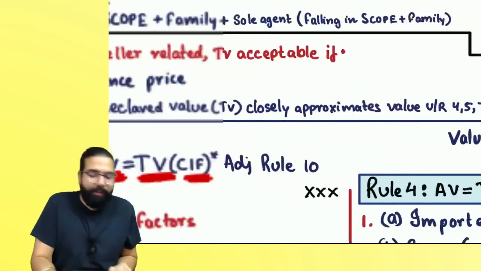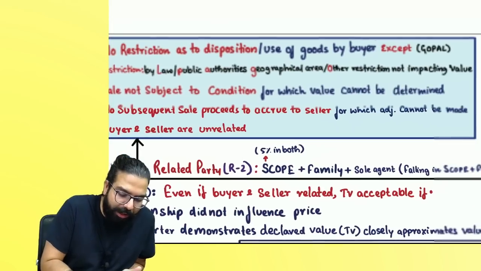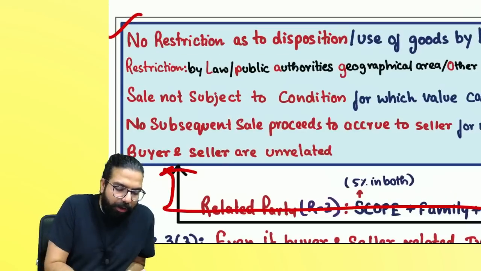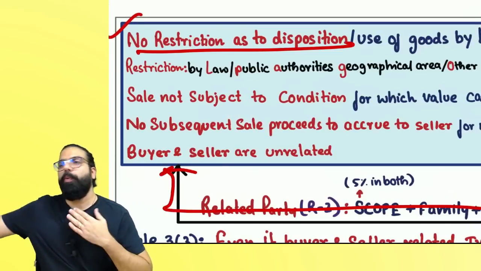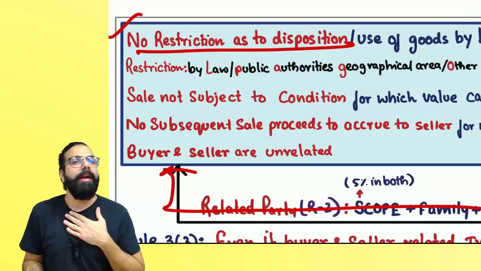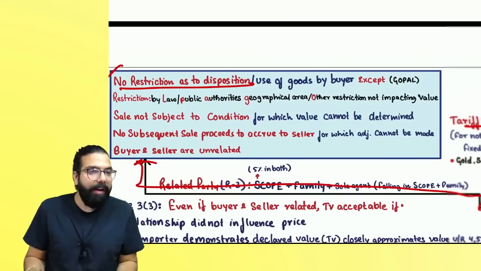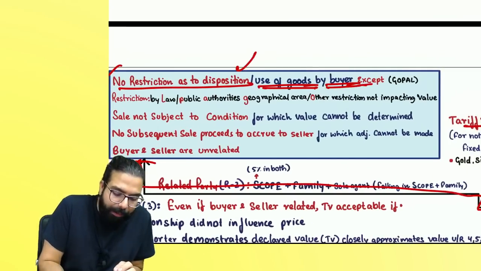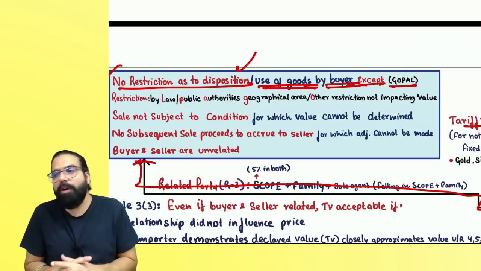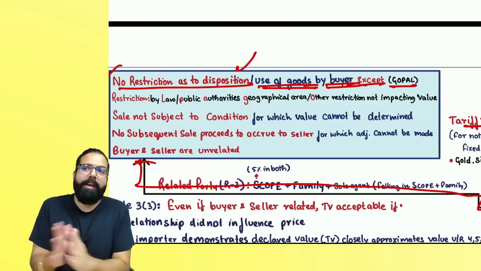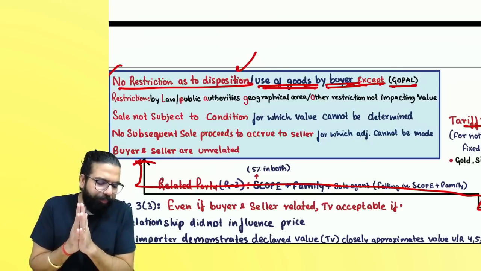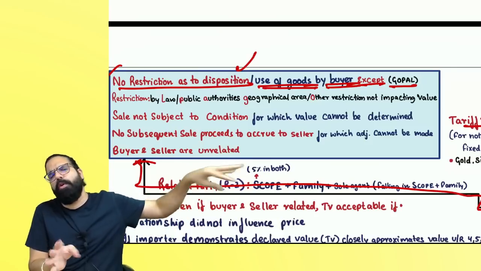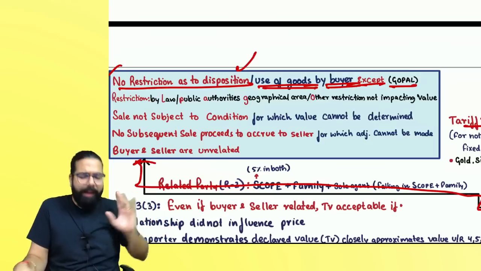Under 3.2, there are four conditions. Number one, no restriction as to the disposition. The exporter who has exported the goods to me has not given any restriction on the disposition or use of the goods by the buyer, except GOPAL conditions. That is, restrictions as to how I am going to dispose of the imported goods, or how I am going to use them, except GOPAL conditions.